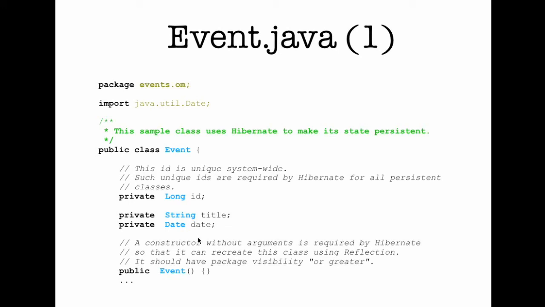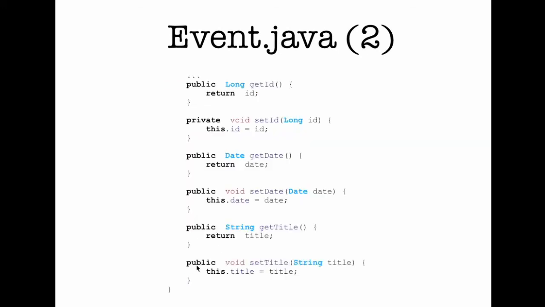We have the default constructor here, and we have the various getters and setters here, both for the ID field and for the normal event fields. So there's nothing special here.